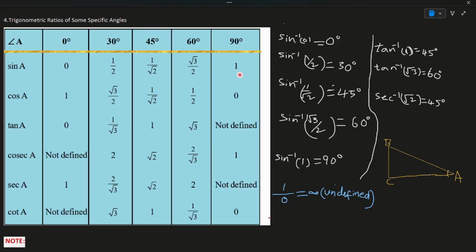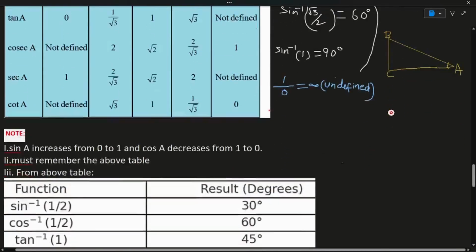Not only the sine functions, any trigonometric functions can be expressed in this manner. For example, tan inverse of 1 by root 3 equal to 30 degrees, secant inverse of 1 equal to 0 degrees, cot inverse of 1 equal to 45 degrees. So in this manner, we can easily find out the ratios from the different angles, also angles from the different ratios. So this is all about trigonometric ratios of some specific angles.